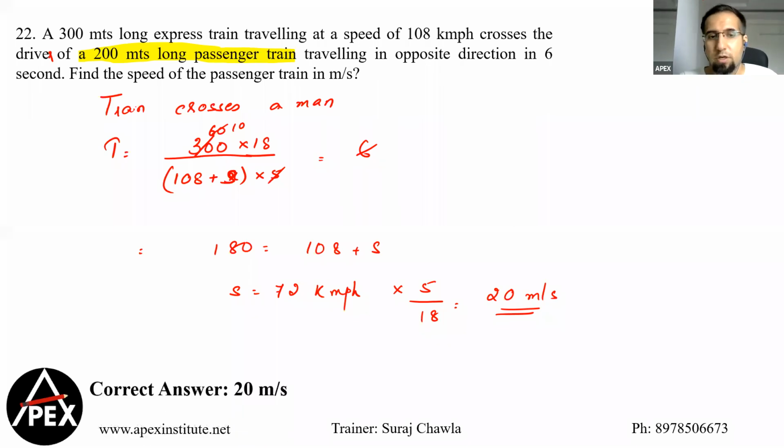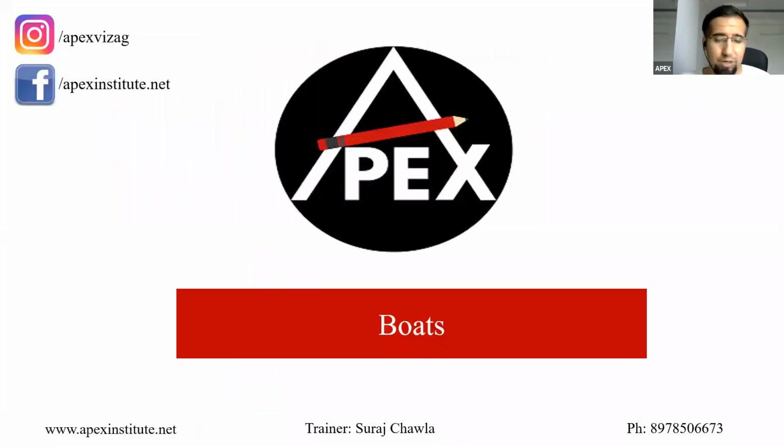Great. Now let's enter into the last 3 questions of today's class. We are entering into a topic called boats and streams here. Okay. Now let's understand the terminology. I might be given the value of B. B represents the speed of boat in still water.